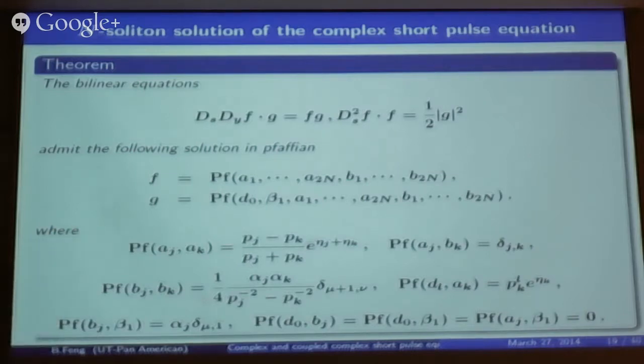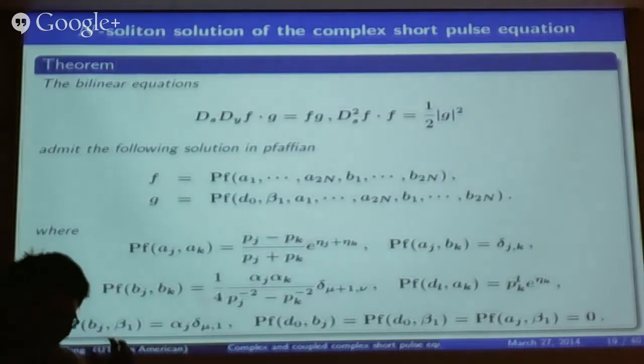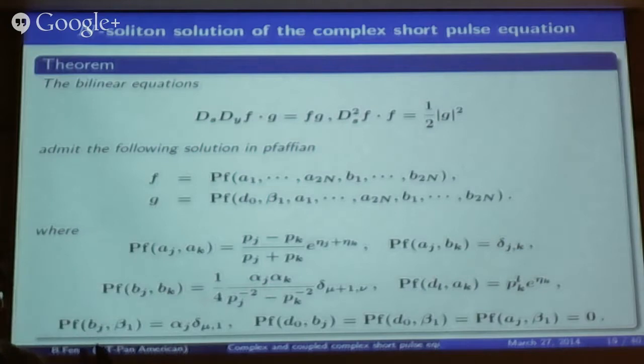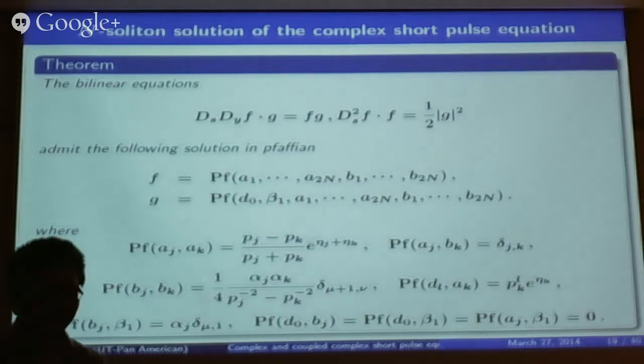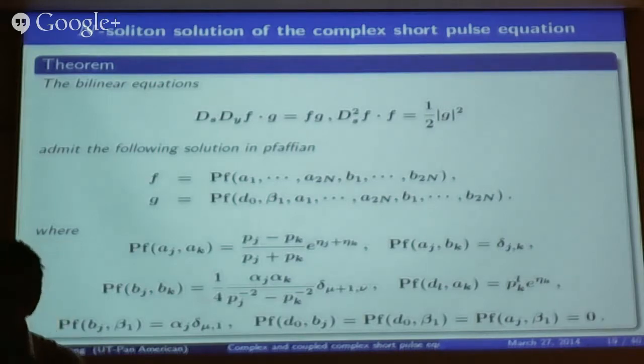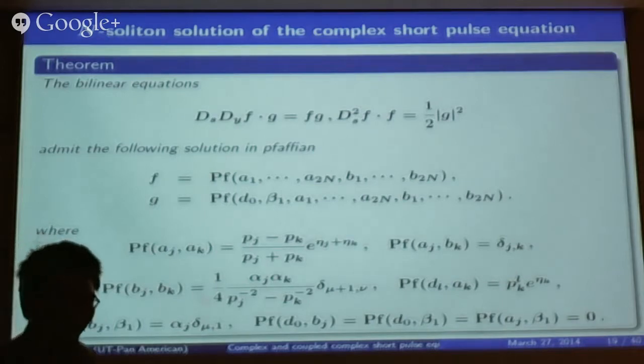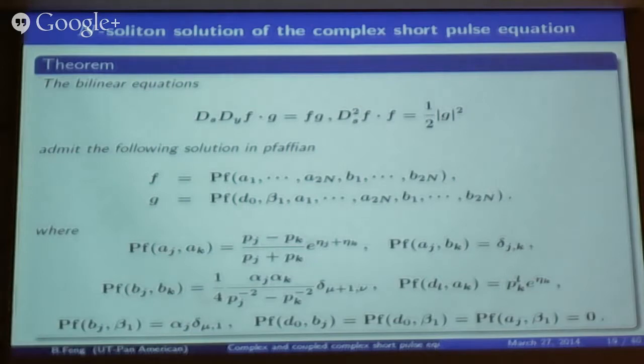from these bilinear forms. The solution is written in Pfaffians. The Pfaffian may be another difficult topic to introduce. It's for a special determinant, the skew-symmetric determinant. The determinant of an even-numbered skew-symmetric matrix is always equal to the square of something, and that something is defined as a Pfaffian. Okay, so here I don't go into the detail.